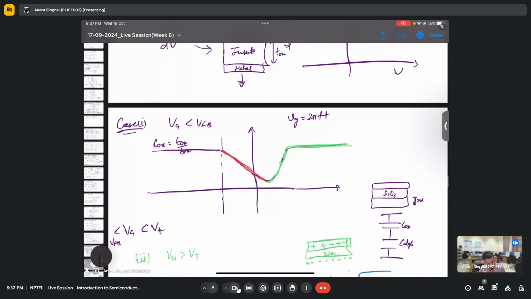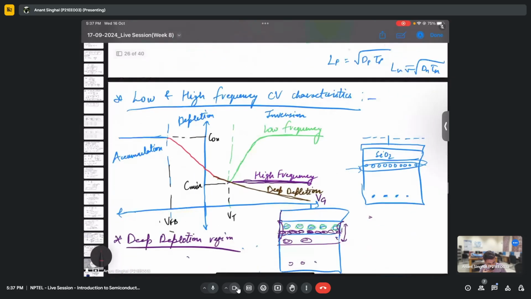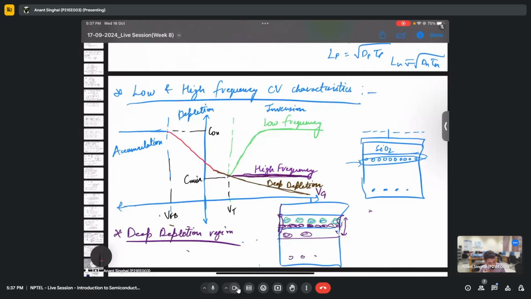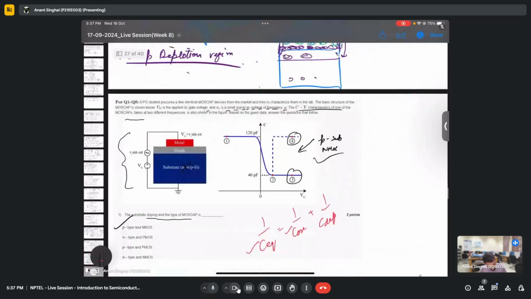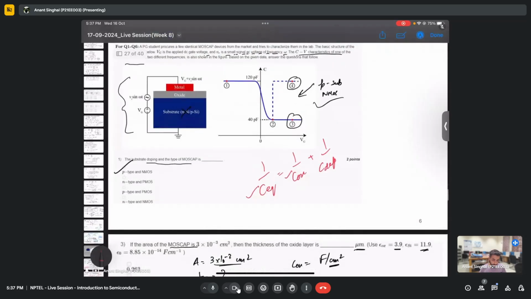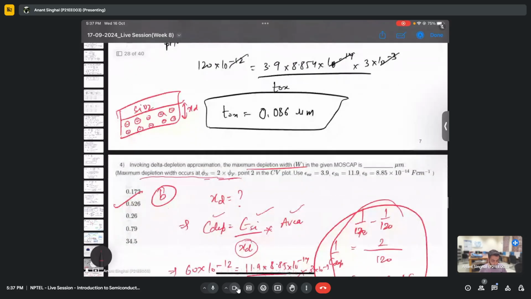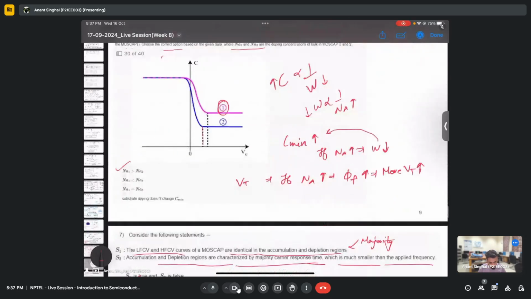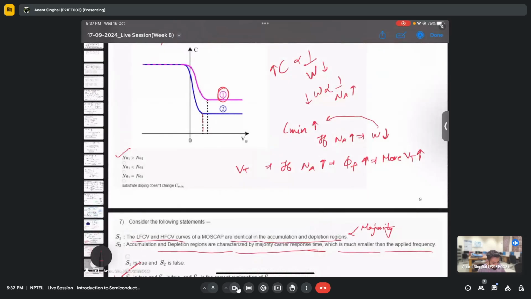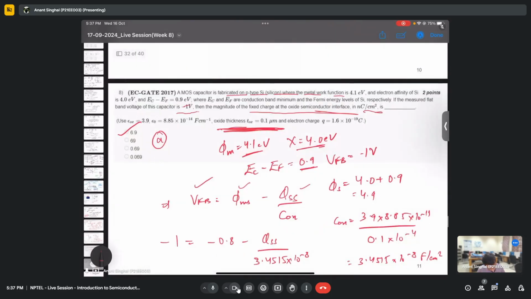Then we did some of the high frequency, low frequency analysis, why it is only high frequency, low frequency, and this deep depletion. That is what we covered. I guess deep depletion I covered in the next lecture, but high frequency, low frequency, I already told you the minority time difference is not enough, the minority carriers cannot respond quickly. Yeah, so that is what it is.